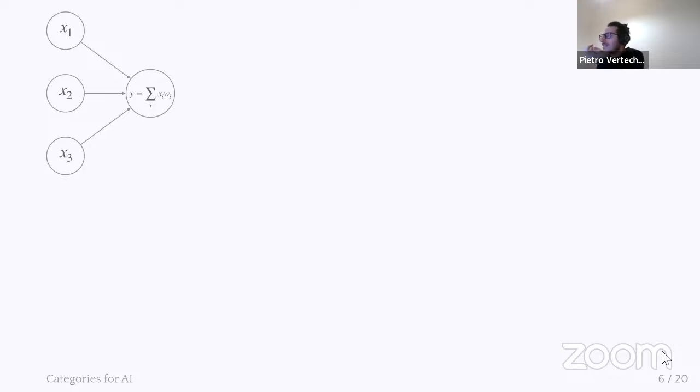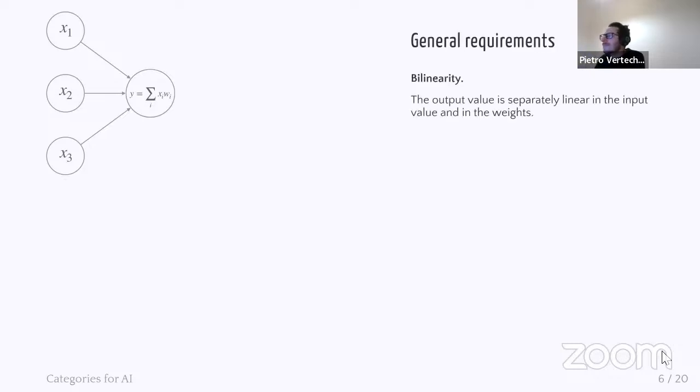And the first one is obviously linearity, because we're working with linear layers. And a bit more precisely, what I mean by this is that, as you can see in this simple example, just a linear combination of the activation values, we want that the output is linear in the input. So it depends only linearly in the inputs, and it also depends linearly in the weights. So this concept in mathematics is called bilinearity. So basically, a function is separately linear in both arguments.